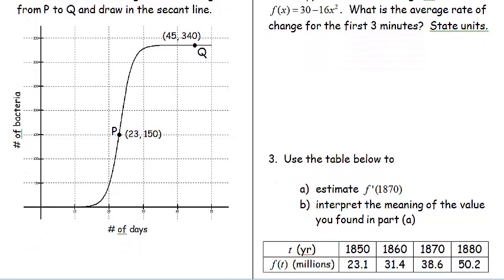Okay, we're looking for the average rate of change from P to Q. So delta y over delta x with the appropriate units, and then we'll draw in the secant line. Remember, a secant line is a line through 2 points.